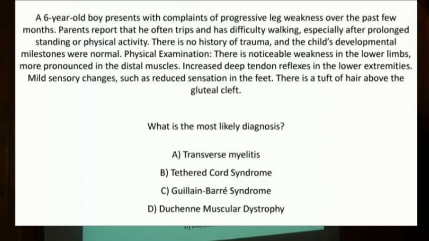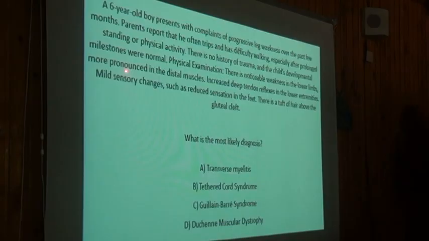Physical examination is notable for weakness in the lower legs, more pronounced in the distal muscles, increased deep tendon reflexes in the lower extremities, and mild sensory changes such as reduced sensation in the feet. There is a tuft of hair above the gluteal cleft. What is the most likely diagnosis? Transverse myelitis, tethered cord syndrome, Guillain-Barré syndrome, or Duchenne muscular dystrophy.